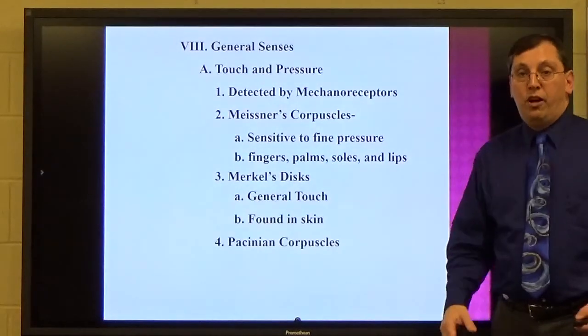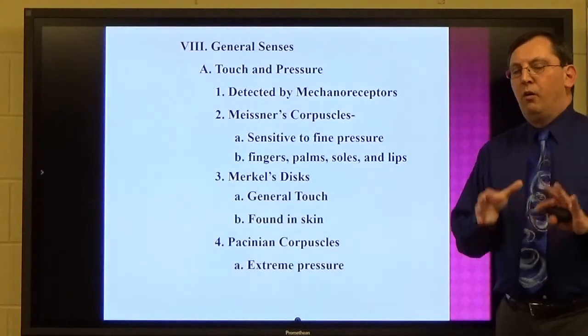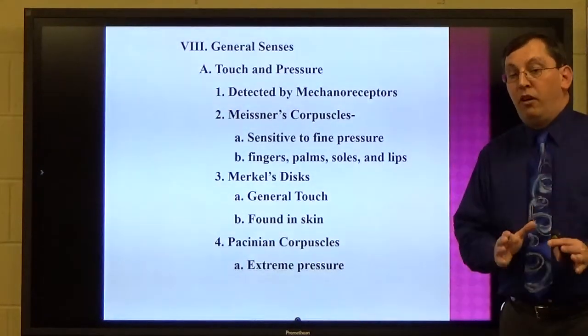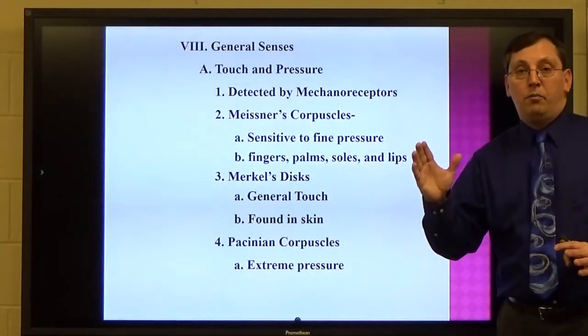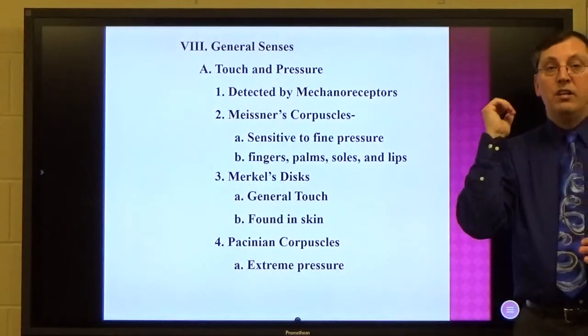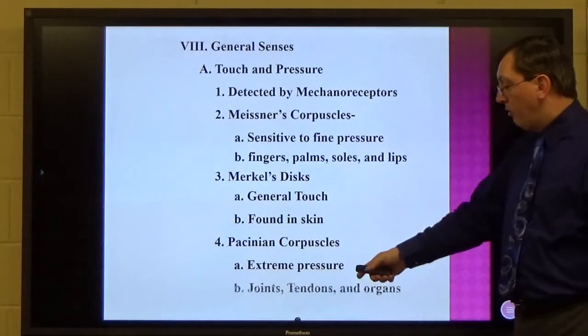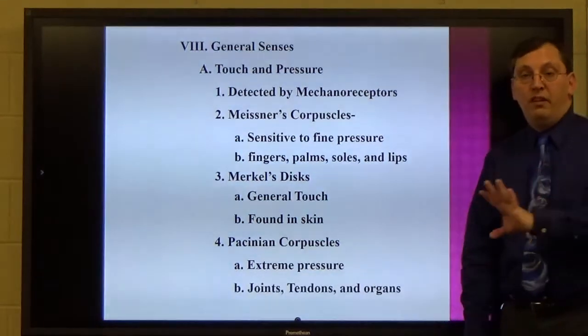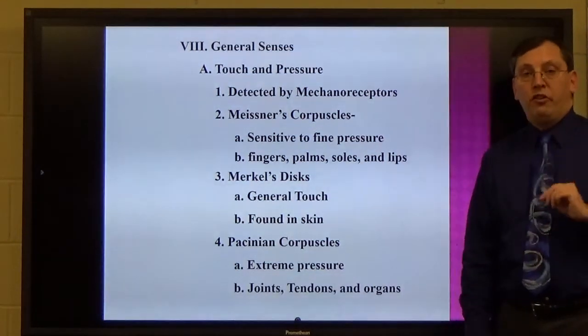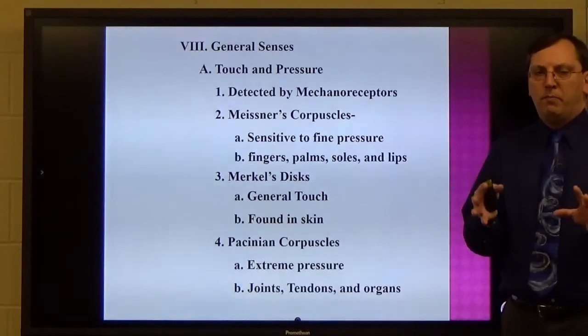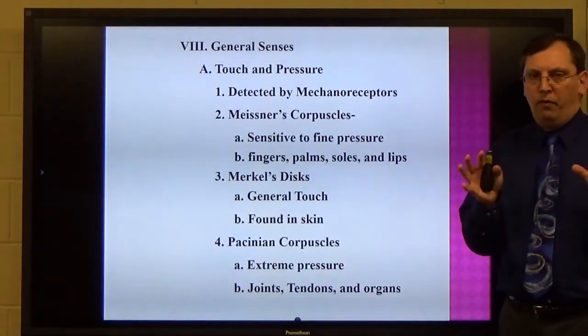Pacinian corpuscles, their job is extreme changes, ones that can trigger potential damage and also usually kick off nociceptors to say, you know what, there's a pain here. Stop it. Identify what's going on and make sure it goes away. So they're going to be located at things like your joints, your tendons, your organs. Are they in your skin? Absolutely. They're found in specific spots especially, so they can help regulate those different areas.